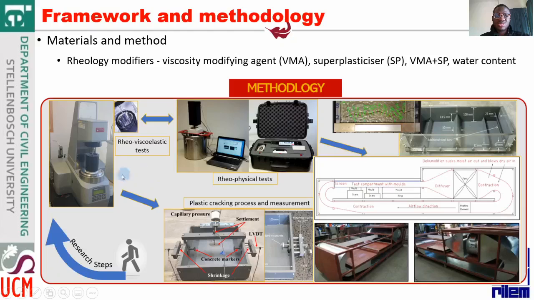And basically, the methodology is that rheological viscoelastic tests were carried out using the MCR 501 rheometer with building material cell, and then the ICA rheometer, and moving between these two, while also carrying out plastic crack testing within the climate chamber, and then also measuring the bleeding, evaporation, capillary pressures, plastic settlement, and shrinkage, all within the climate chamber. So this shows the research steps taken for the study.